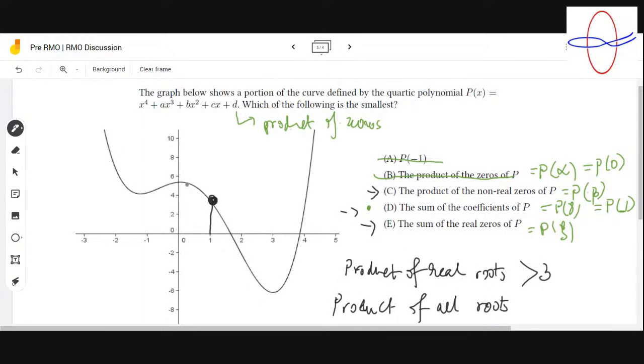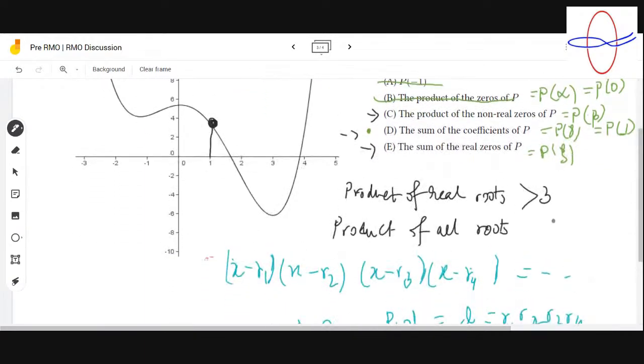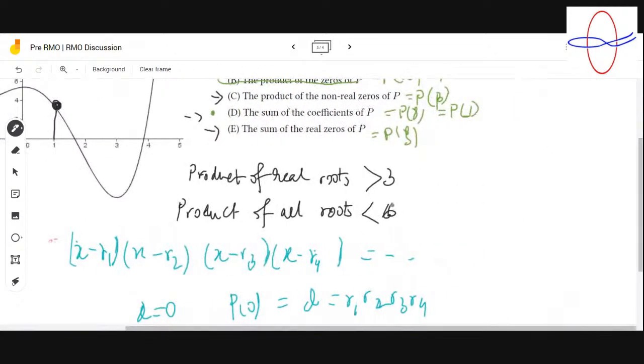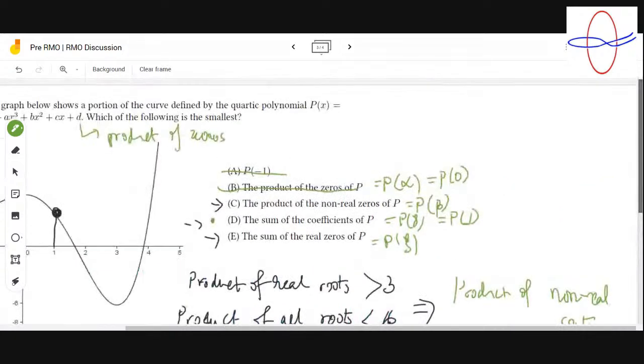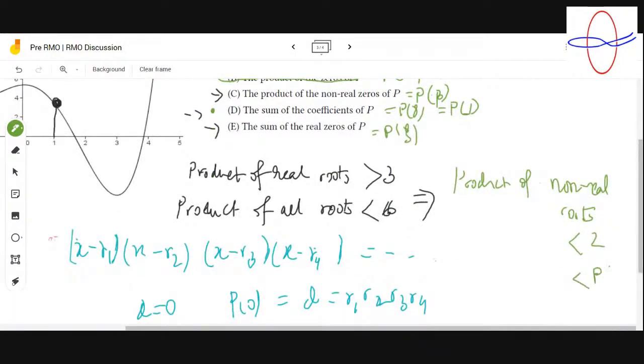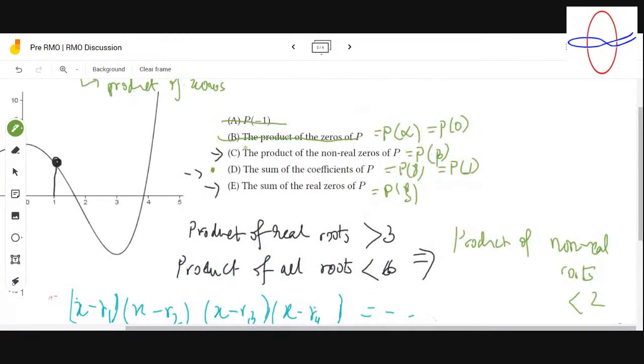It is P of 0. P of 0 is what? Greater than 5 almost, less than 6, say. Therefore, this implies that the product of non-real roots is less than 2. You can prove it. Which is less than P of 1. P of 1 is greater than 2. So therefore, this also cancels.